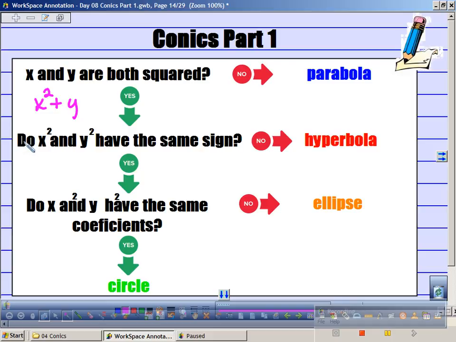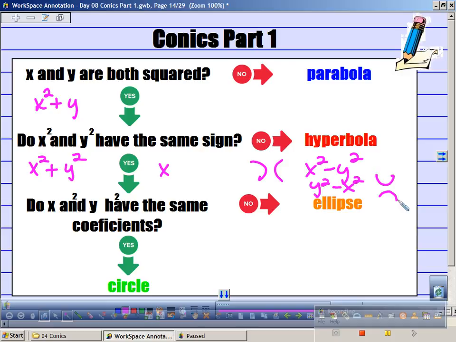Do x squared and y squared have the same sign? Well, if it's something like this, you would say yes, they have the same sign, and we go this way. If they have something like this, we knew it would be a hyperbola, right? Because there's a negative sign there. One of them's positive, one of them's negative. On this one, the branches are going to look like this. If it was this, my branches would look like this. Correct?